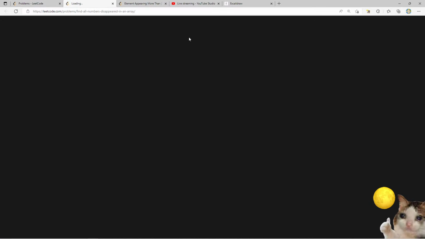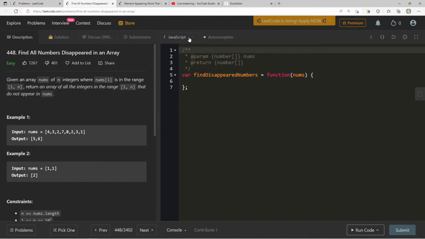Find all numbers disappeared in an array. This one's a classic question. It took me forever to figure this one out, but since I already know how to do it, I want to take the time to explain it to everyone. I know sometimes I've said this channel is not necessarily to teach you all how to do LeetCode, but because I have a good experience with this question, I have done it a couple of different times. I'm pretty happy with it. I feel good about it.